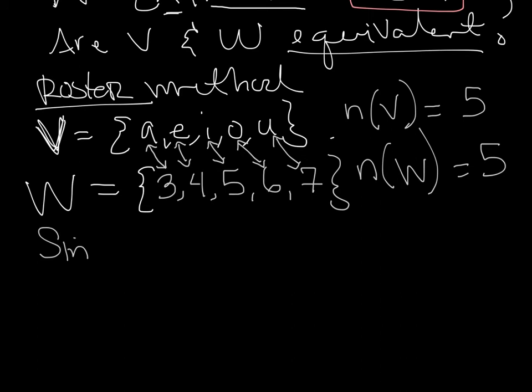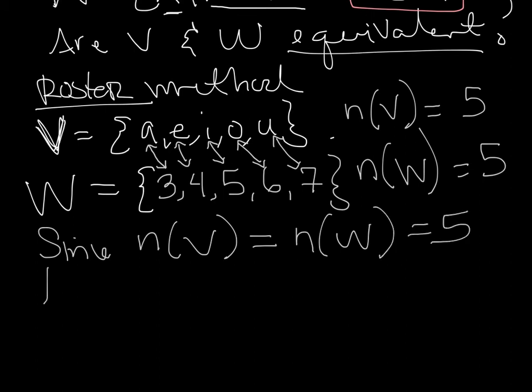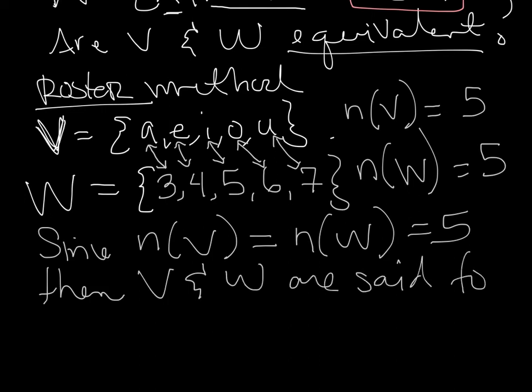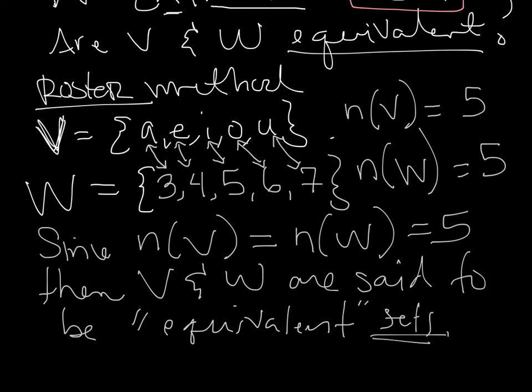So since the cardinality of V is equal to the cardinality of W, which is 5, then V and W are said to be equivalent, or equivalent sets, if you want to say. So that's how you determine if they're equivalent.